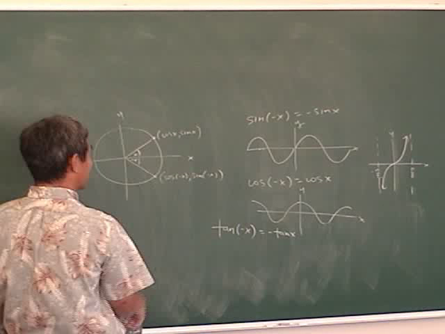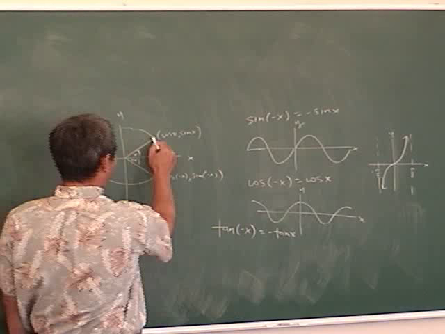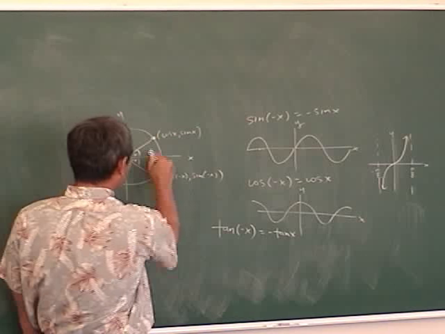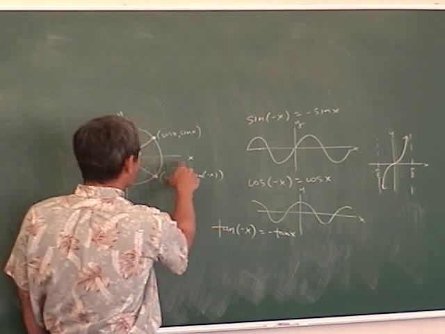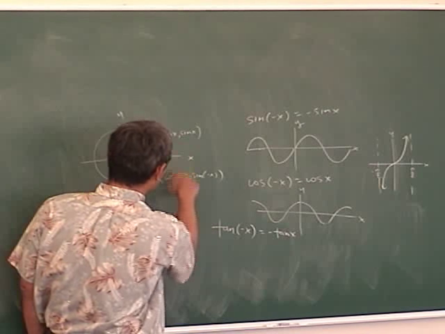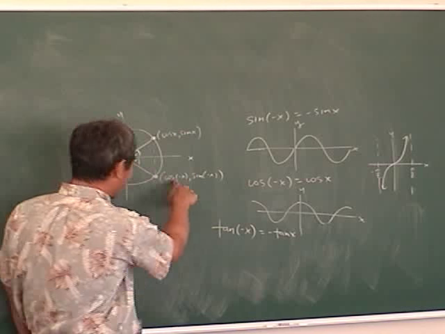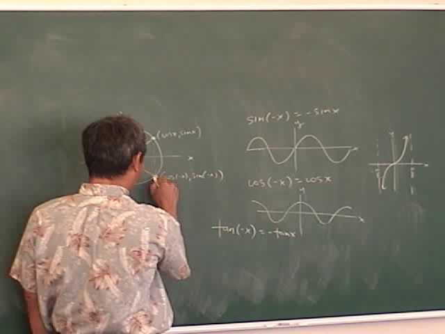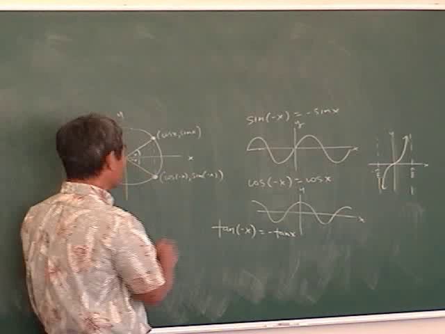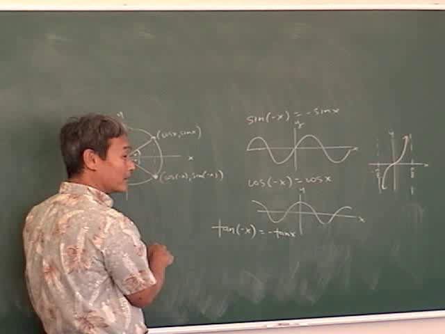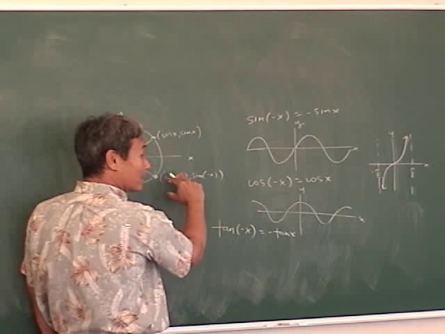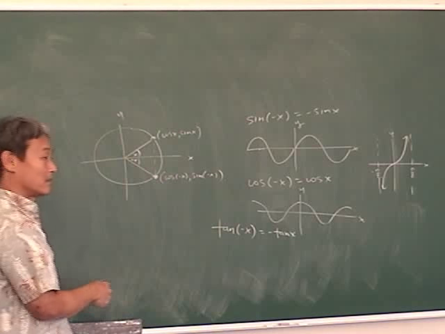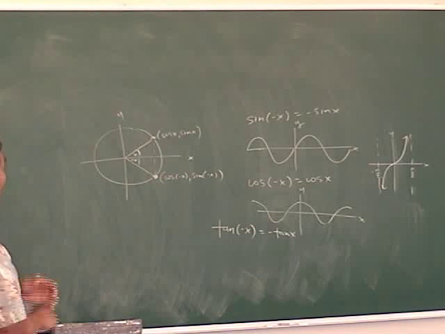Now look at the symmetry of this graph. True or false? The x coordinate of this point is equal to the x coordinate of that point. True, because you've got to go the same distance to the right, right? So that means these two are equal. Cosine of negative x equals cosine x. True or false? The y coordinate of this point equals the y coordinate of that point. False. No, how can a positive number equal a negative number? However, they both are the same length, but they're opposite in sign. So that's why sine of negative x is equal to negative sine x. So that's another way of looking at it.